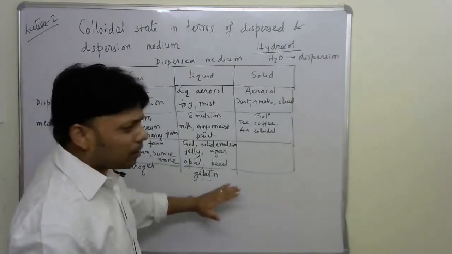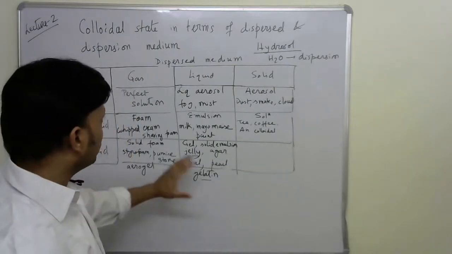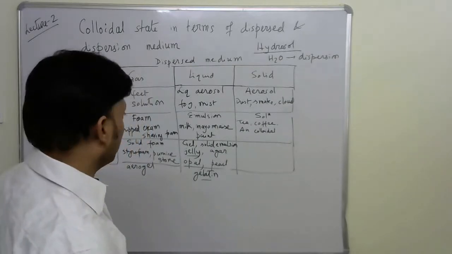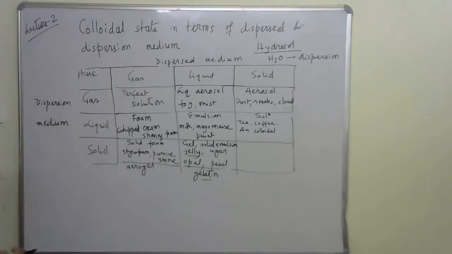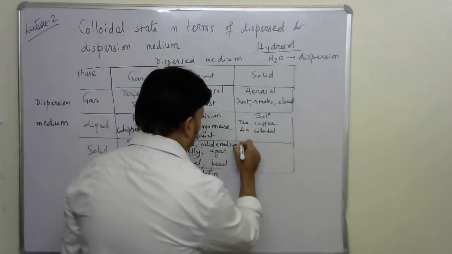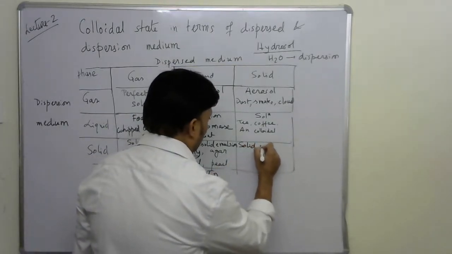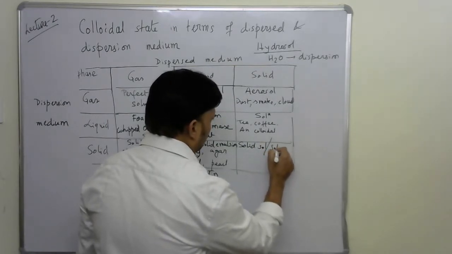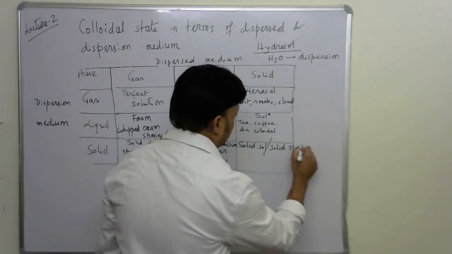So anyway, there are lots of examples. I'm not going through all this. Last we come to solid in solid. Okay, so this solid in solid is known as solid sol or solid suspension.